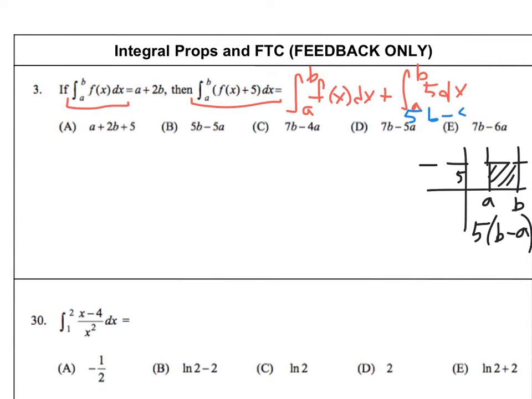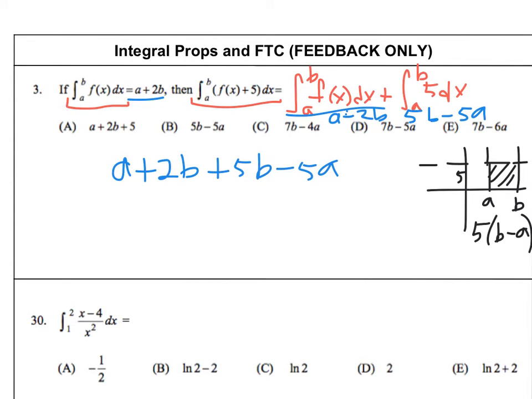So that would be 5b minus 5a. We're told what the first part is. It's a plus 2b. So when I combine those, we get a plus 2b plus 5b minus 5a, which is going to be 6a minus 3b.